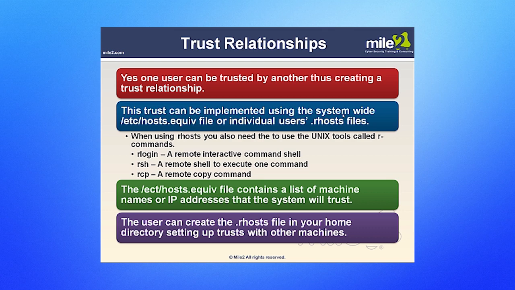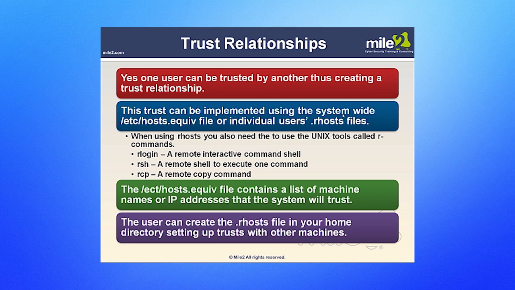Another thing, trust relationships. Yes, one user can be trusted by another, thus creating a trust relationship. And these trusts can be implemented using a system-wide /etc/host.equiv file, or individual users could use something called .rhosts files. So when you're using rhosts, you need to use the Unix tools called R commands. You probably notice that a lot of the Linux commands start with R. And you can see a remote interactive command shell, a remote shell, remote copy, it's remote something.